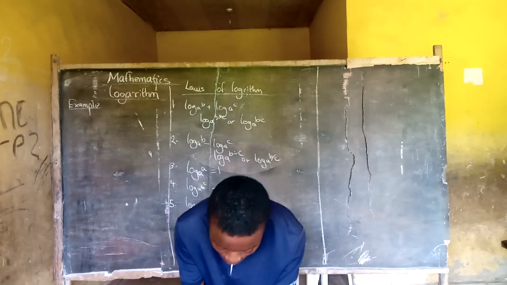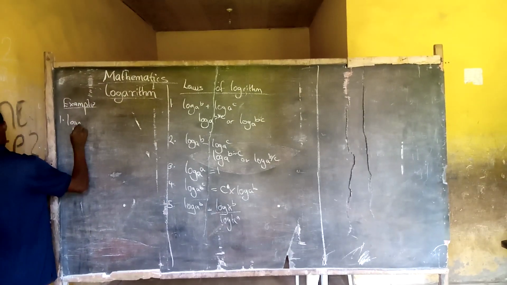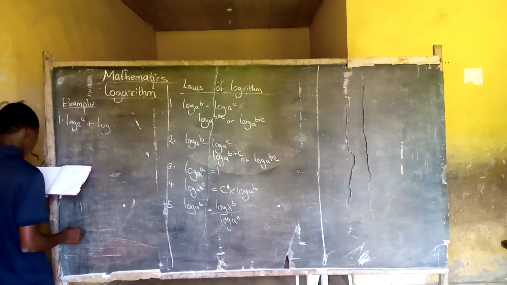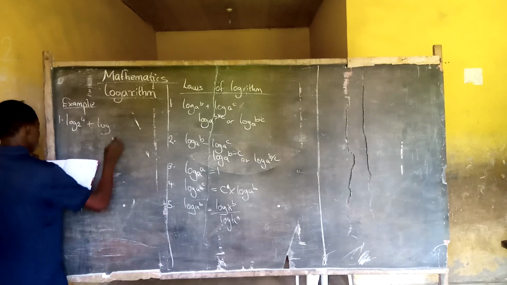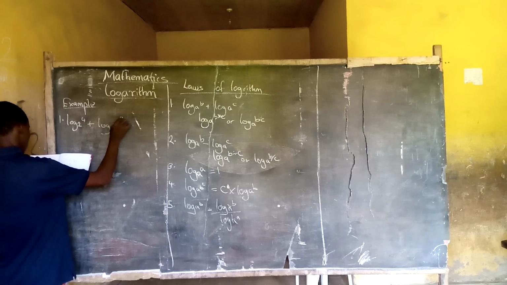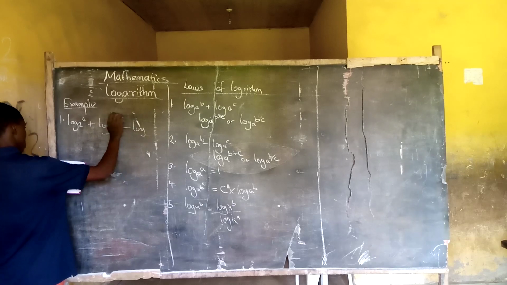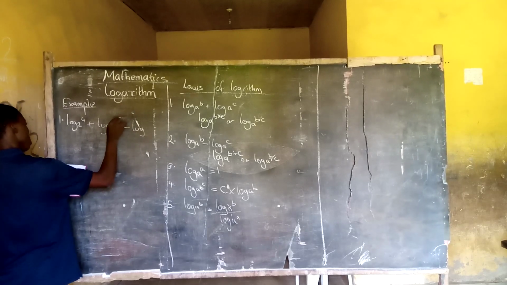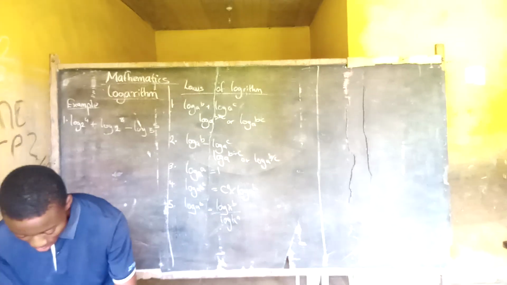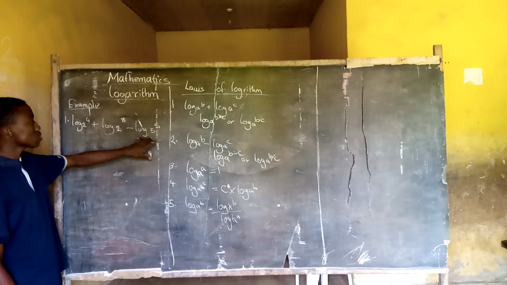Alright, special cases. Now here, number 1, I have log to base 2 to power 4 plus log to base 2 to power 8 minus log to base 5 to power 5. Working by the rules, we already know this.